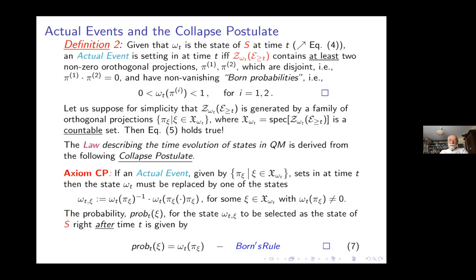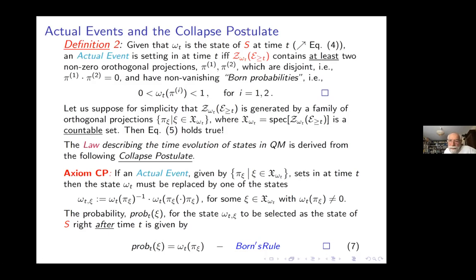People might say it's easier to just say that omega t is a mixed state on the algebra E greater or equal to t. The problem is that in relevant physical examples, all normal states on these algebras E greater or equal to t are mixed. So the conventional notion of mixed states is inadequate in defining what actual events are. But this definition is totally adequate.